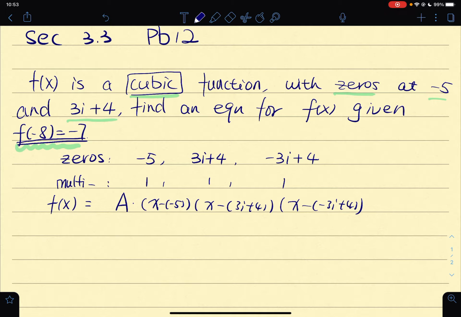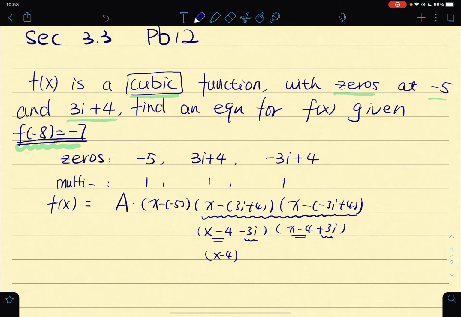Well, to make my calculation easy, it's a very good idea to combine those two terms so that I don't need to deal with imaginary numbers. So if you rewrite those two terms, it's x minus 4 minus 3i multiplied by x minus 4 plus 3i, where you have your real part and your imaginary part. So clearly they are conjugate numbers. So the multiplication of those two terms is equivalent to x minus 4 squared plus 3 squared.